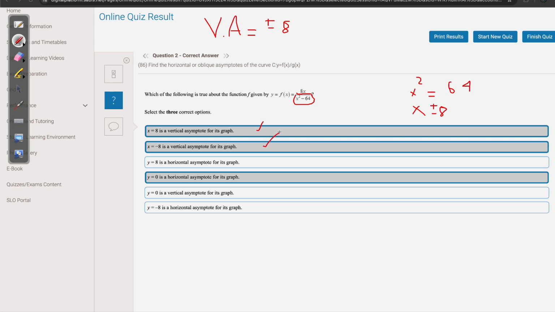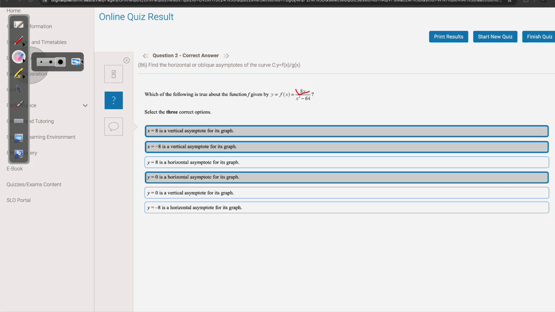Y is equal to 0 is a horizontal asymptote for this graph. So for the horizontal asymptote, we divide the term with the highest power in the numerator by the term with the highest power in the denominator. So you do 8x over x squared, which will get you 8 over x.